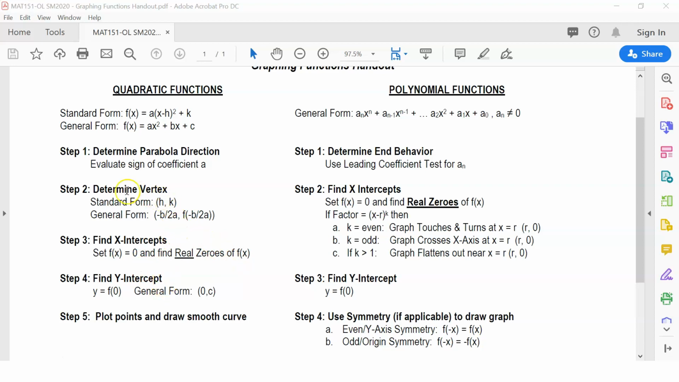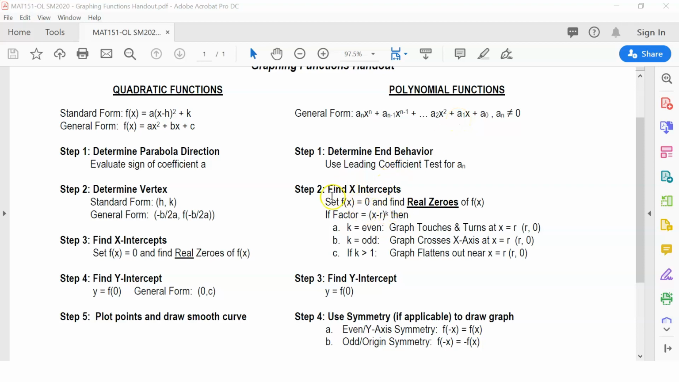Now, one thing I do want to note, in step 2 with quadratic functions, we can use this general form vertex formula to find the vertex. Do not apply the vertex formula to polynomial functions. Right? It does not apply. Only use this formula for quadratic functions. Do not use it for polynomials. There is no vertex for polynomials.